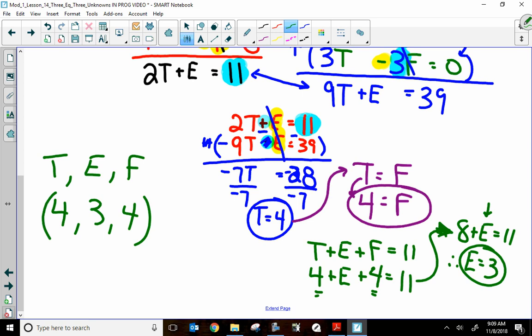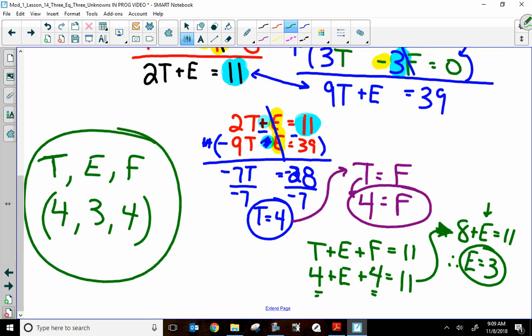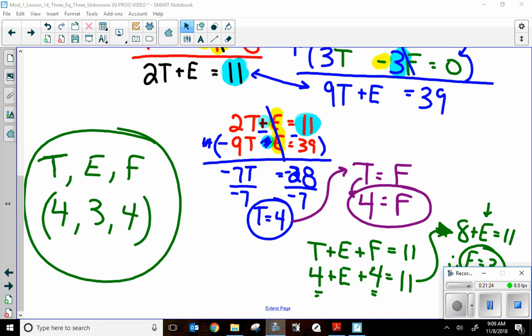Okay, you know what? Sometimes they like you to do these alphabetically, maybe E, F, T, but we wrote what order they were in. So that answer is right. We caught a mistake we made along the way to make sure we had the right answer, and we did some good work here. Gotta love it.